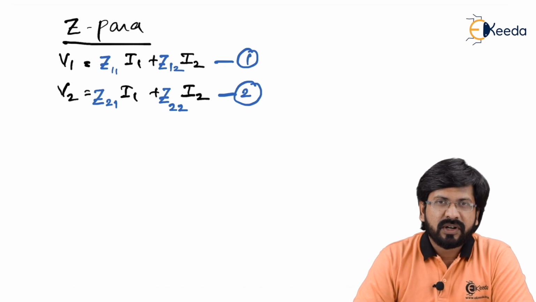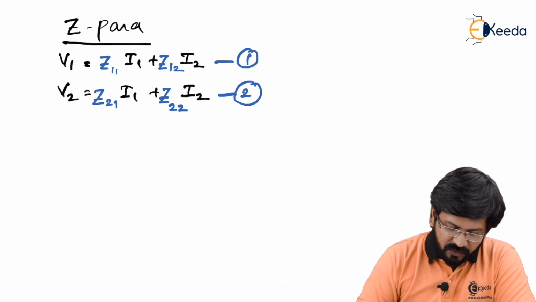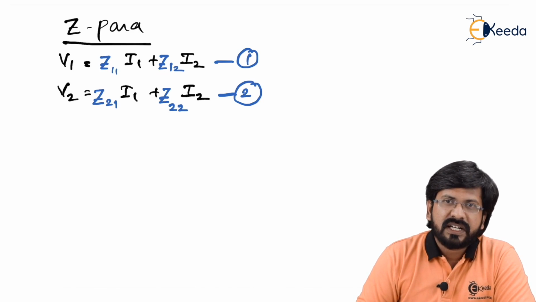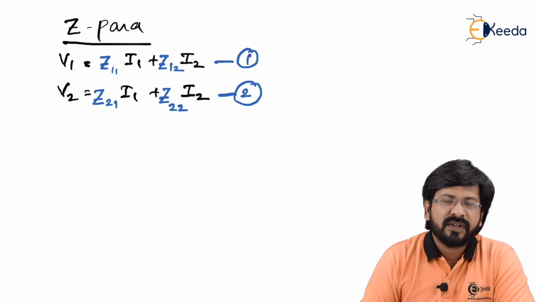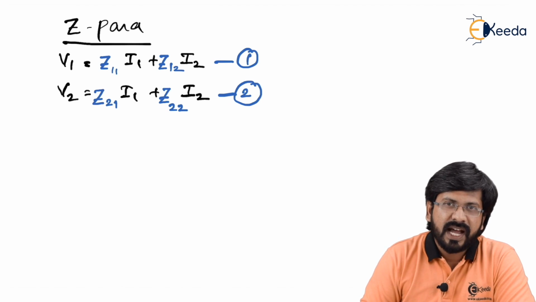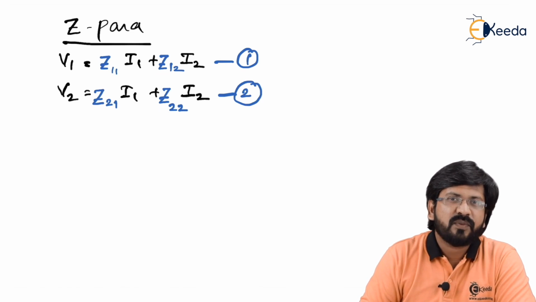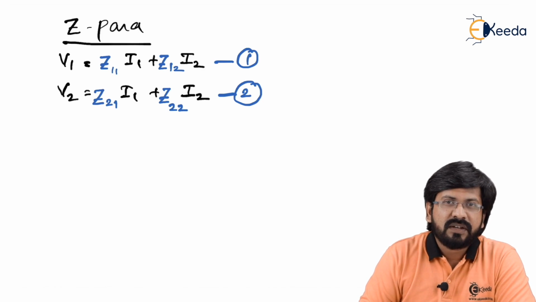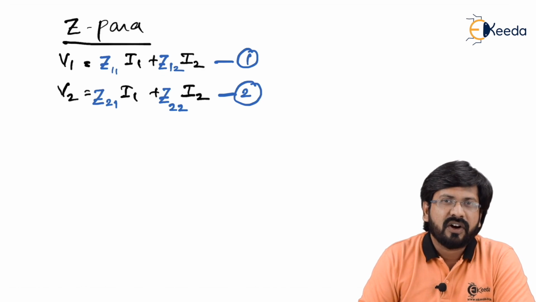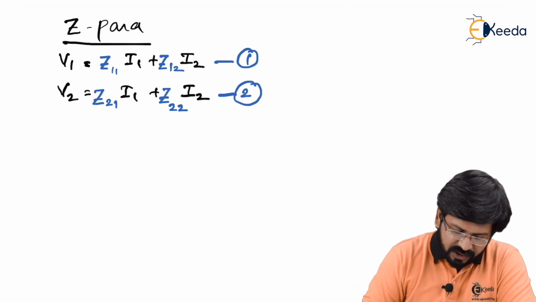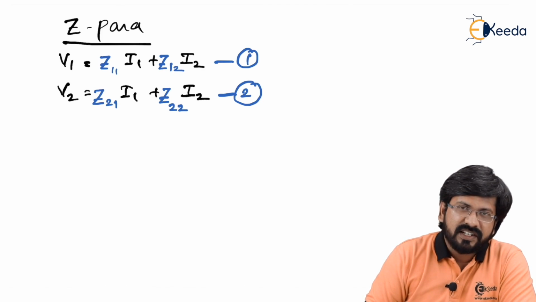I'll tell you certain important things. I request you to just note them down. First, when we have a voltage equation, it gives you a series circuit. Whenever you have a current equation, it gives you a parallel circuit. It's very simple. As we can see in Z parameters, we have two equations and both are voltage equations, meaning that both are going to give me what type of circuit? Of course, it is a series type of circuit. Why is it so? Let's understand this.